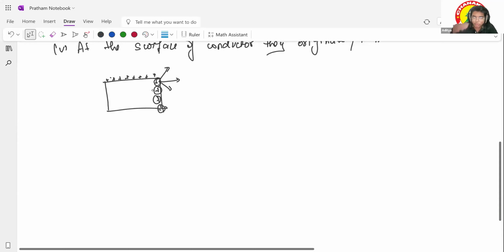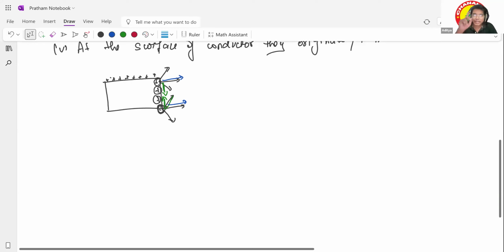Because too many charges are there, another charge over here will also have an electric field like this. If you see carefully, at least there will be one charge that is ready. Now this electric field can be resolved like this, and like this. Let's say this is the horizontal component, and this is the vertical component. This can also be resolved in this, and this can be resolved in this.